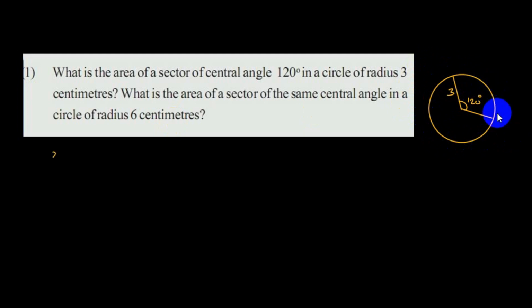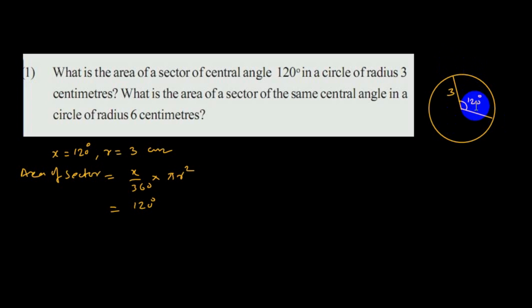Here x is the central angle, x degree, that is 120 degree. Radius of the circle r is equal to 3 centimeter, as given. We know the formula to find the area of a sector. We have derived it: x by 360 part of the full area of the circle, pi r square. Here 120 degree is the central angle of the sector, that is 120. So 120 by 360 of pi into 3 squared. See, here 120 and 360. By cancellation, 3 times 120 is 360.